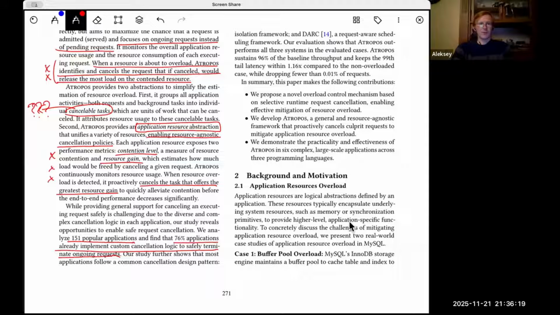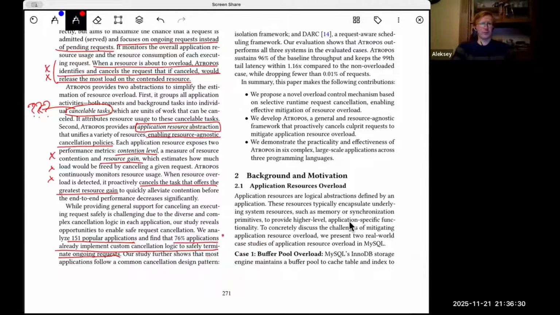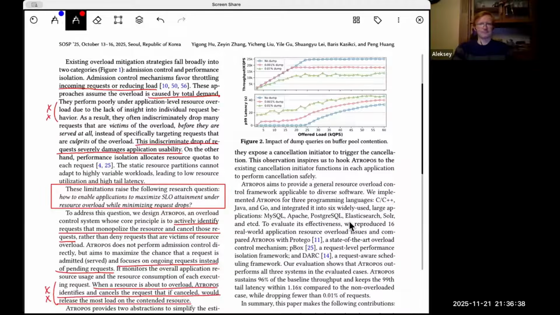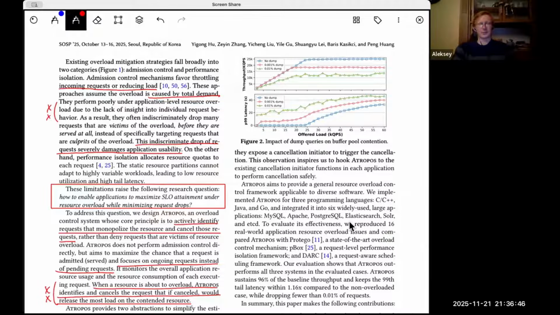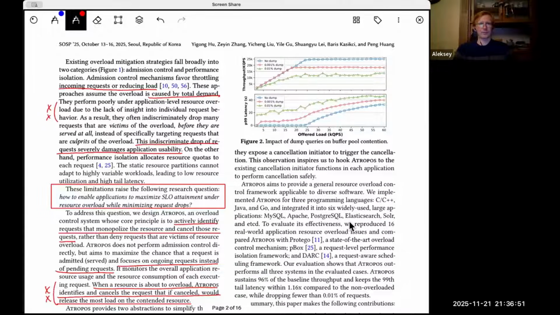Okay, hold on. Wow. First of all, 151 popular applications analyzed, that's a lot of work. Have you seen how many authors are on this paper? Looking at if they have custom cancellation logic, still a lot of work. They expose a cancellation initiator to trigger the cancellation. What? The applications, yes. So the mechanism is some kind of cancellation initiation to trigger the cancellation.